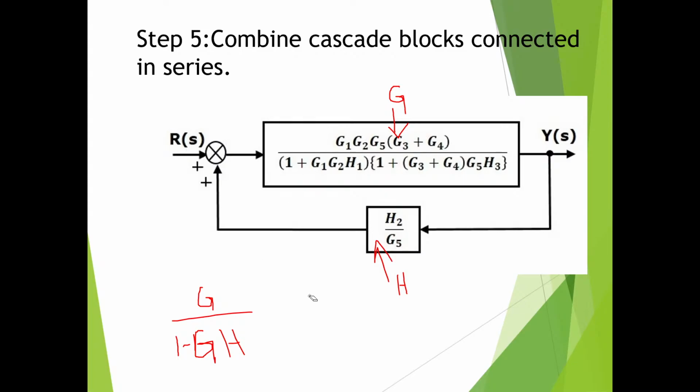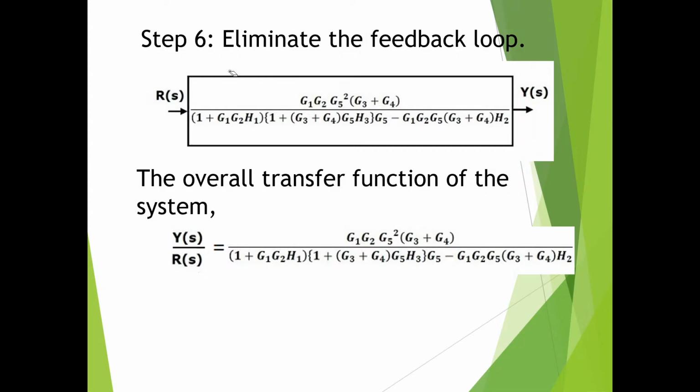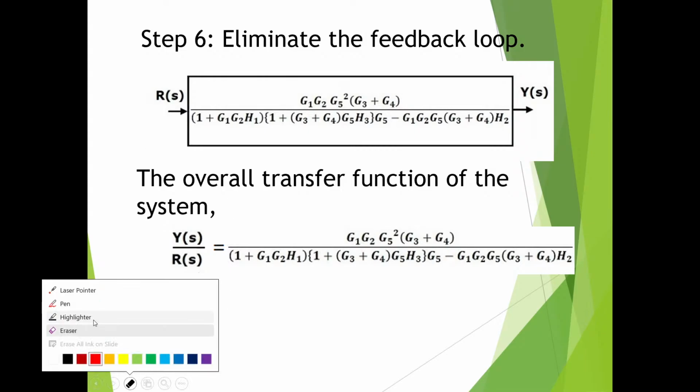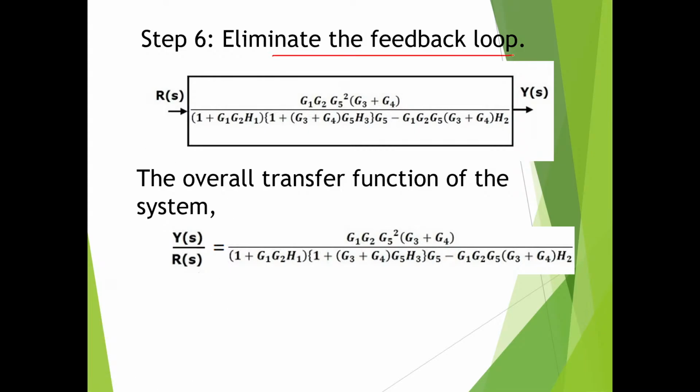So I hope you have written this. Did you complete this, whoever is copying it down? I hope you have completed. Let us go to the next step. So what is the next step? Step number 6. It is eliminating the feedback loop.